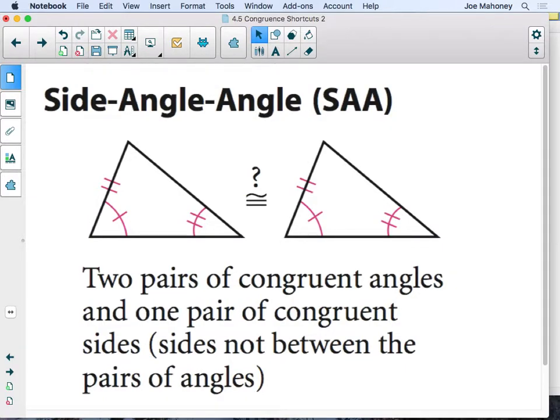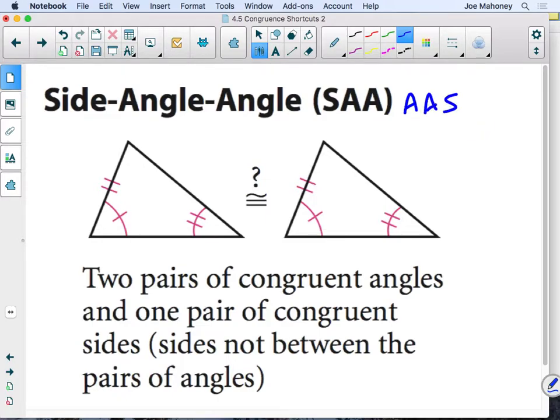We're also going to talk about side, angle, angle. I'll also abbreviate this as AAS. When I was in high school, that's what we called it, so it kind of stuck with me that way. And again, notice that this one has the non-included side. So now you have your two angles congruent and a side that's not between them.